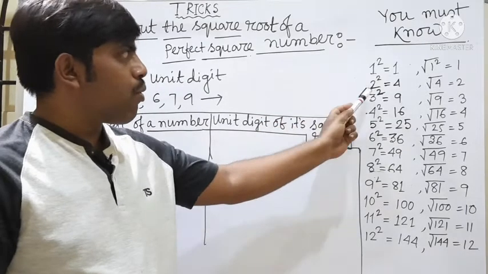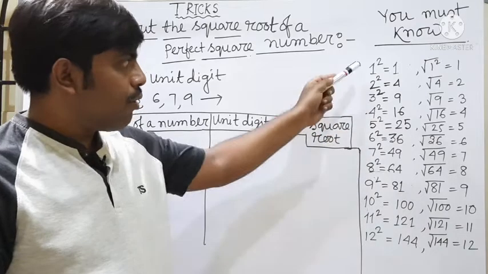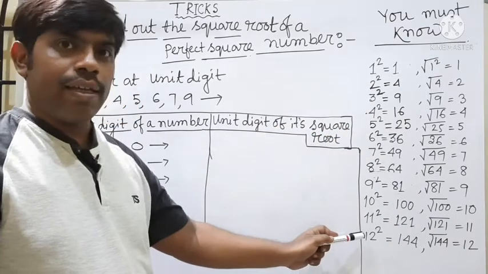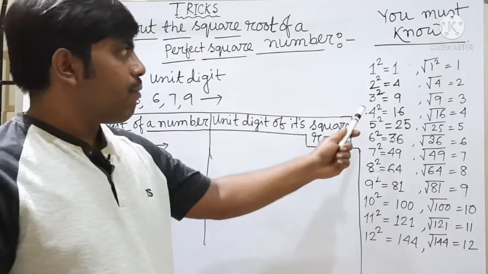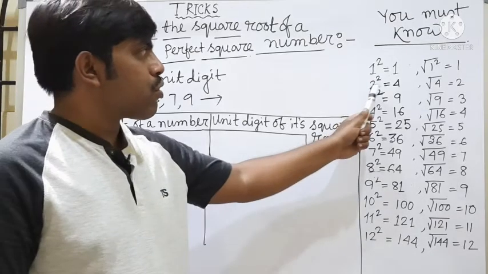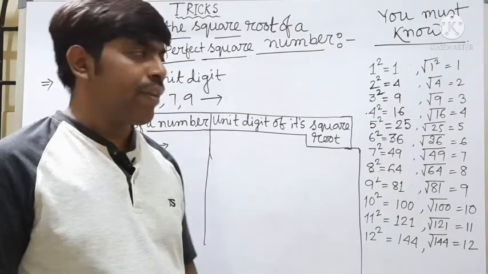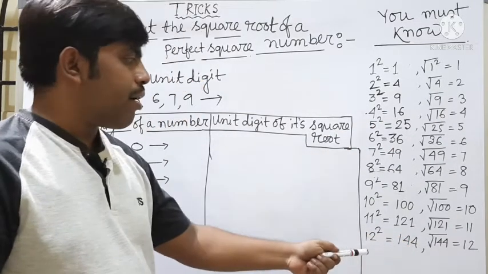That is 1 square is equal to 1, 2 square, 3 square, 4 square. You know that table very well and it is very easy. Once again I tell this, if 2 square is equal to 4, then root over 4 will be 2. And similarly all of these are written here.